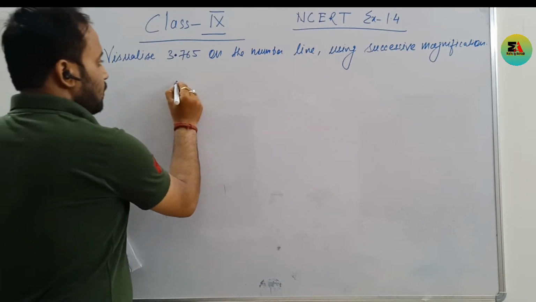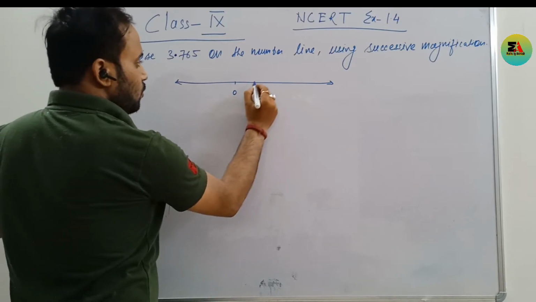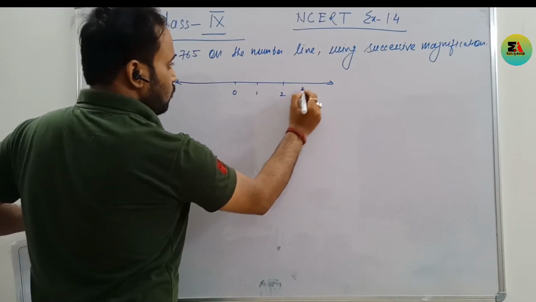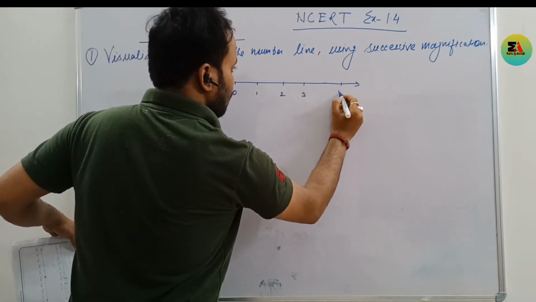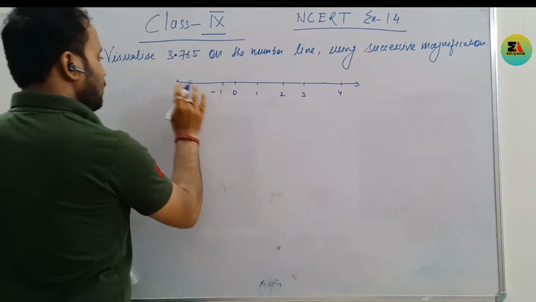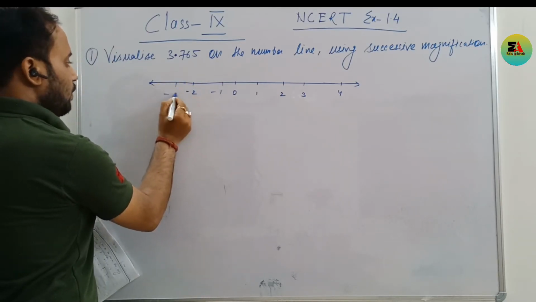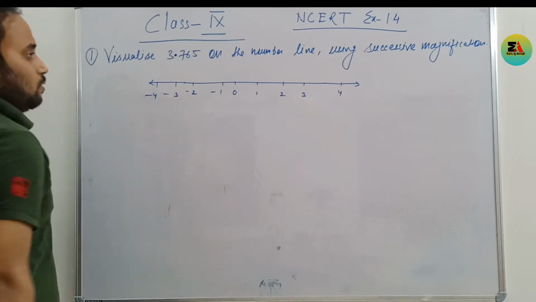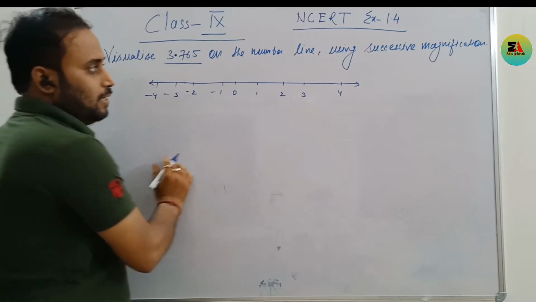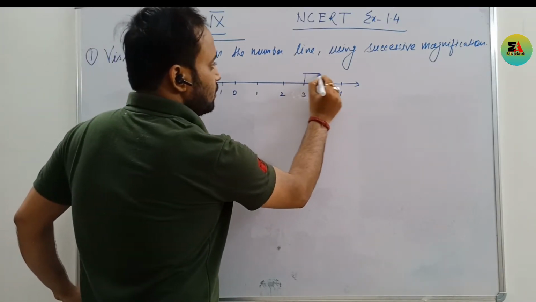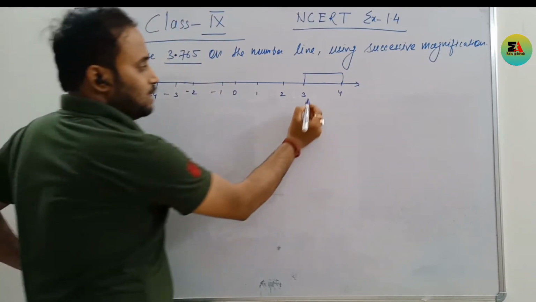Suppose this is our number line, and we have plotted some values: 0, 1, 2, 3, 4, and similarly -1, -2, -3 and -4. You see the number 3.765, that number lies between what? 3 and 4. That number 3.765 lies between 3 and 4.